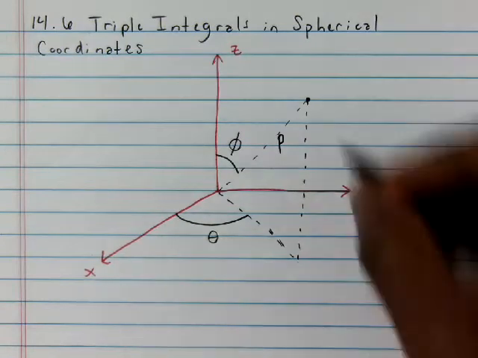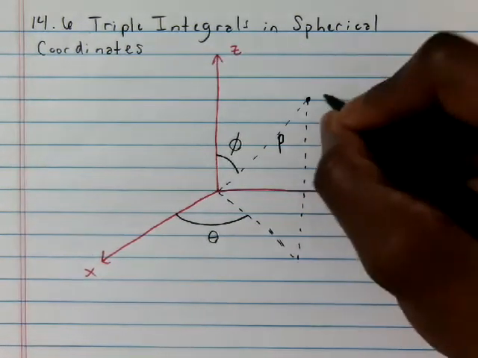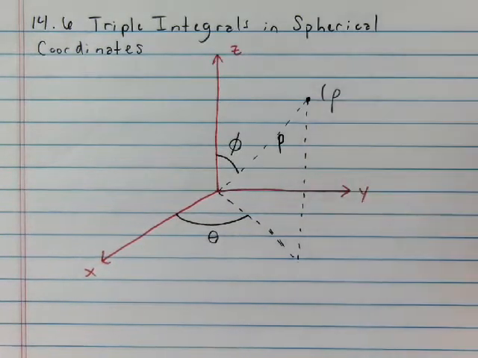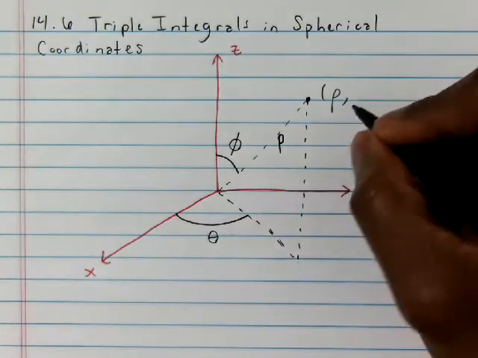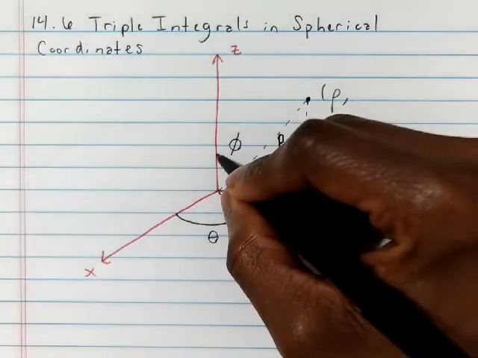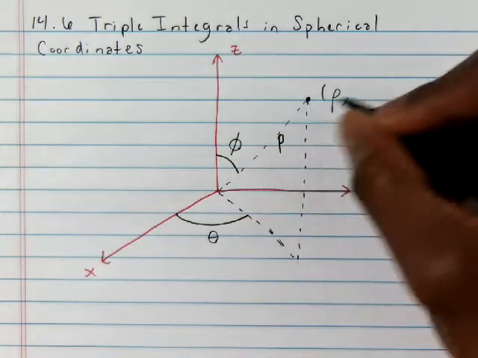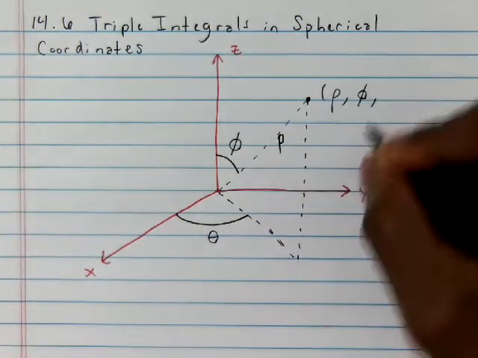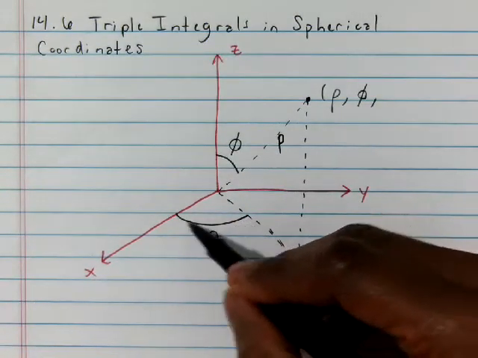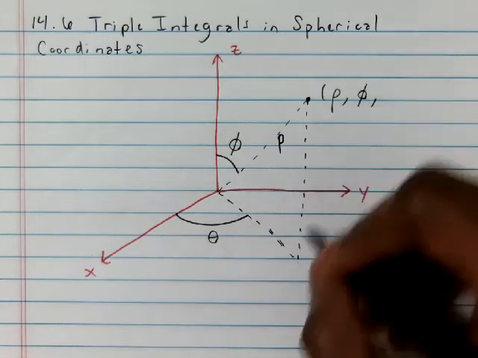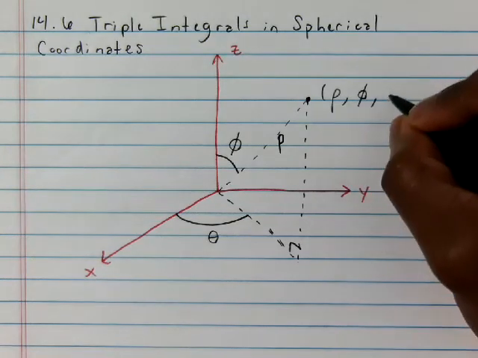So now our point right here in spherical coordinates is given by rho, the distance from the origin out to the point, phi, the angle from the positive z-axis out to this edge of that triangle, and then theta, the angle from the positive x-axis in the xy plane out to this side of that triangle. And this is a right triangle, so if you want to, you can put a little right triangle symbol down there.